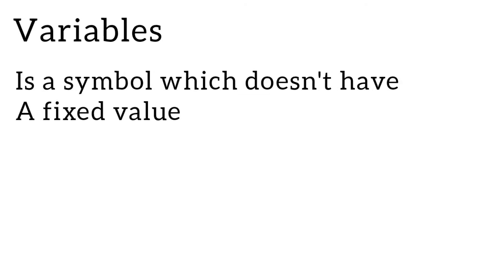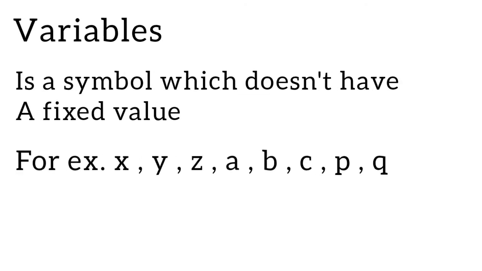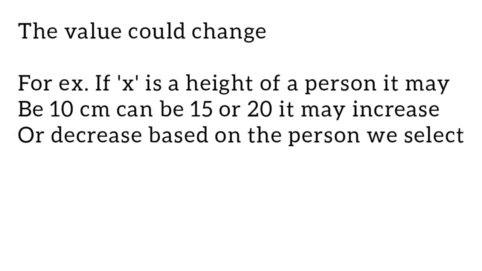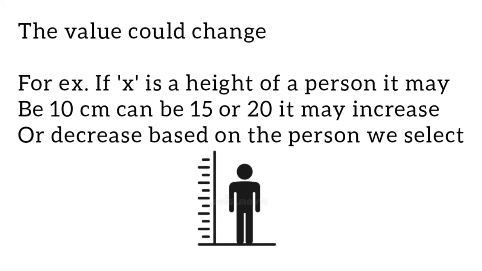Whereas a variable is a symbol which doesn't have a fixed value. For example, we say x, y, z, a, b, c, p, q. Whatever we take in the maths as x, y, z, these are variables. The value could change. For example, if x is the height of a person, it may be 10 centimeter, it can be 15, 20. It may increase or decrease based on the person we select.